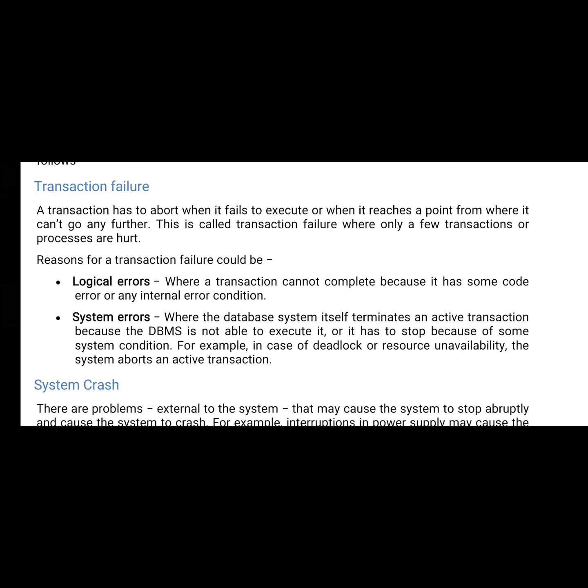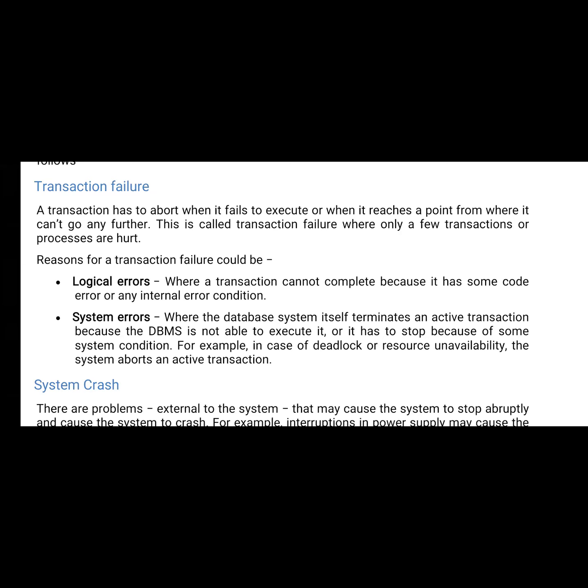What is the meaning of a logical error? It is where a transaction cannot complete because it has some code error or internal error condition. In some situations, some transactions are not able to perform their executions because the code may be wrong. For example, we want to deduct 1,000 rupees from account A, but the actual balance of A is nil. Then how can we deduct 1,000 rupees from account A? That is also one of the errors in your code, right? Those types of errors are nothing but logical errors.